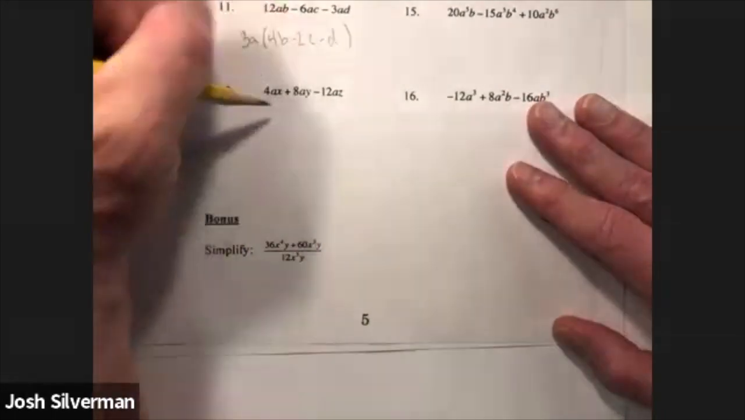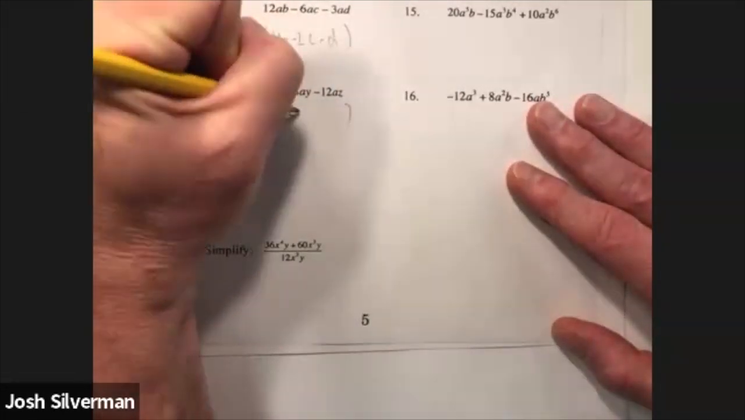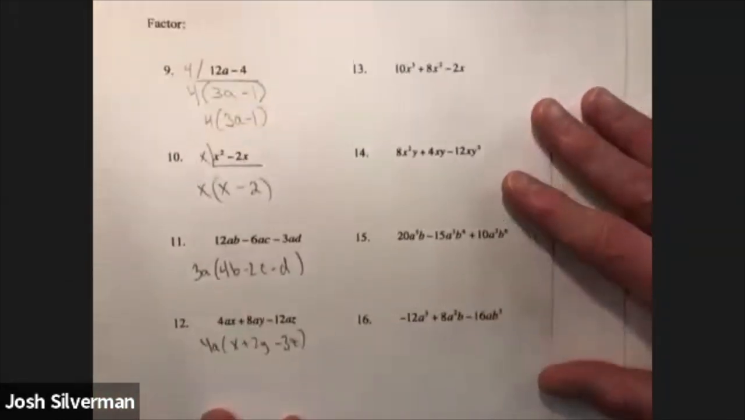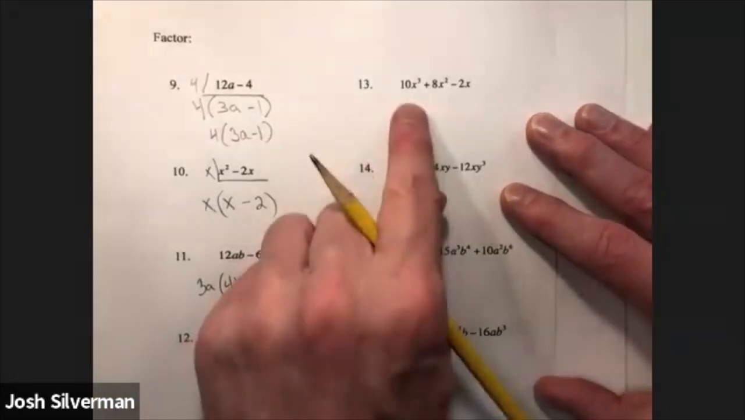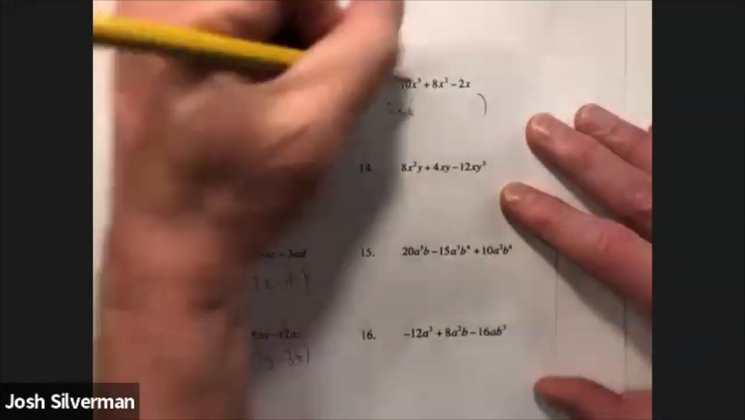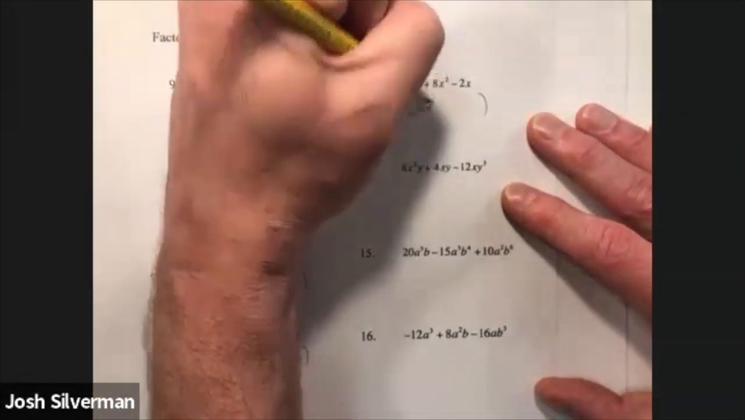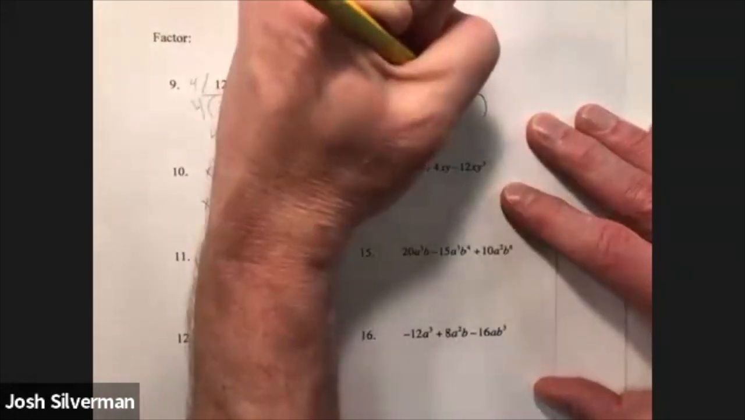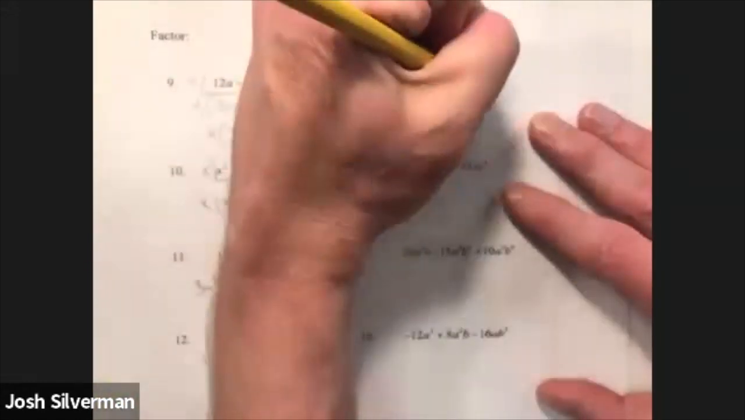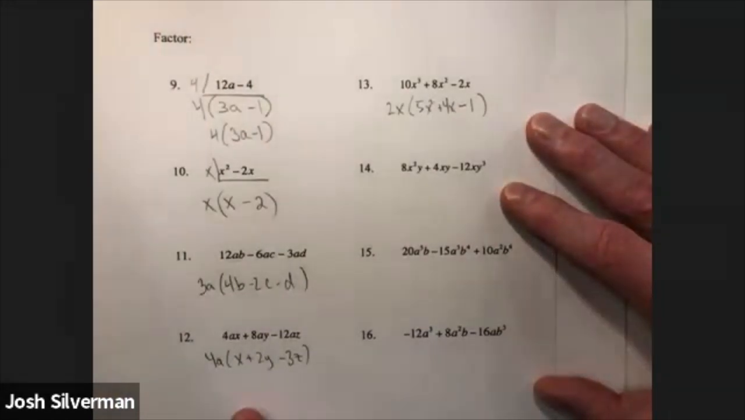Number 12, factor out 4a. What's left behind? x plus 2y minus 3z. Number 13, we could factor out a 2. We could factor out an x. What's left behind? 5x squared plus 4x minus, not nothing. What is 2x divided by 2x? 1. So it's minus a 1. 2x times the quantity 5x squared plus 4x minus 1.